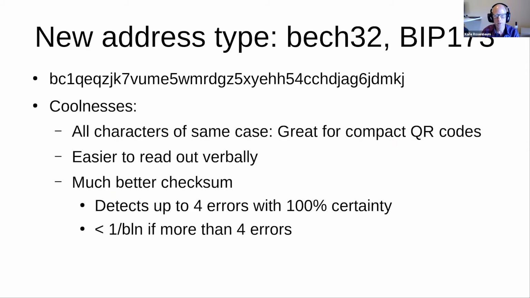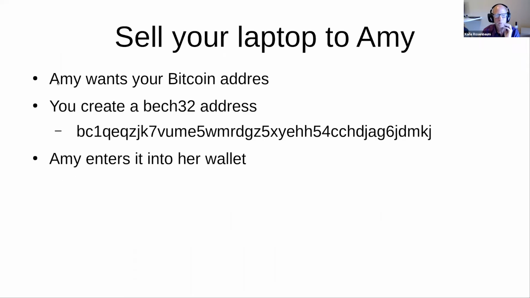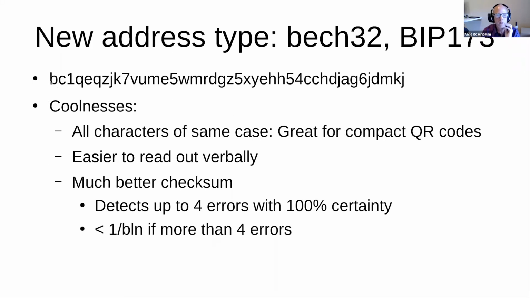Along with this change, we also got a new address format in BIP173, which is called Bech32 addresses. And they look something like this. It starts with BC1Q and then a number of base 32 characters. So this is not base 58, it's base 32.